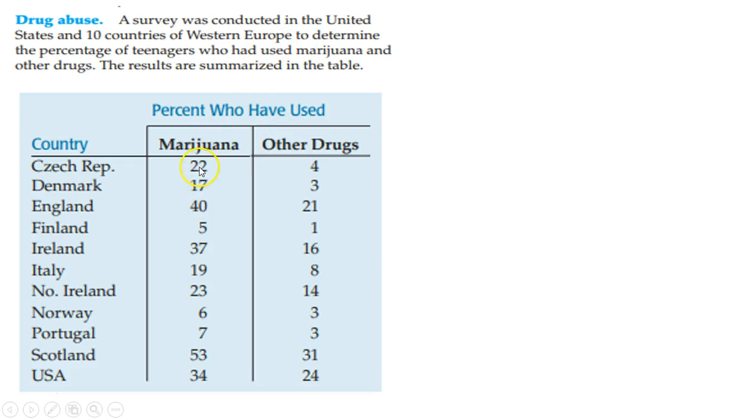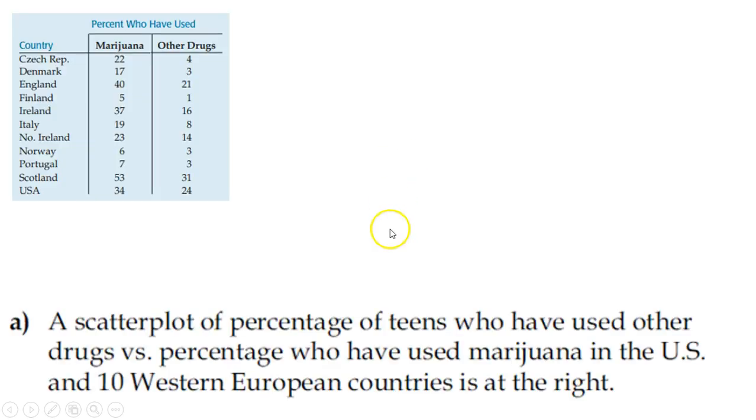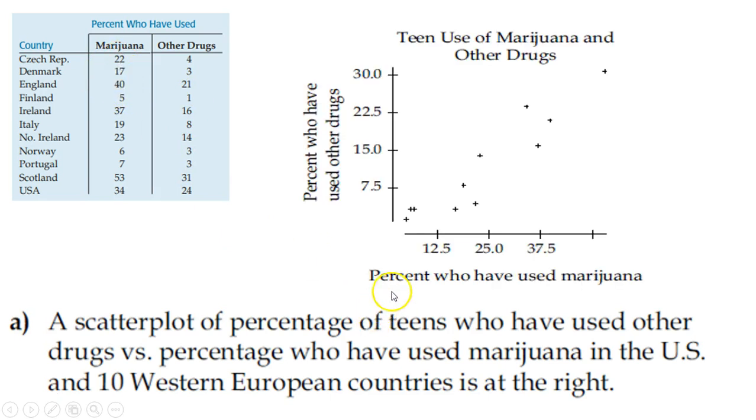A survey was conducted in the United States and 10 countries of Western Europe to determine the percentage of teenagers who had used marijuana and/or other drugs, and the results are here. So here is the percent who have used marijuana or other drugs in each of these areas. So create a scatter plot, it says, and what is the correlation between the percent of teens who have used marijuana and the percent who have used other drugs? So let's just start with the scatter plot. A scatter plot of percentage of teens who have used other drugs versus who have used marijuana.